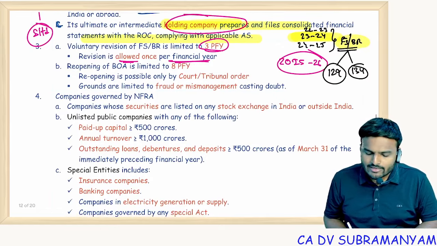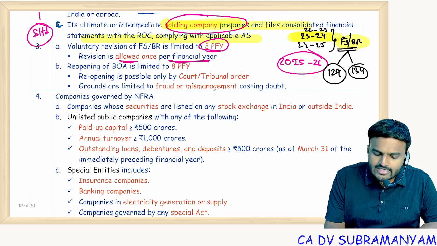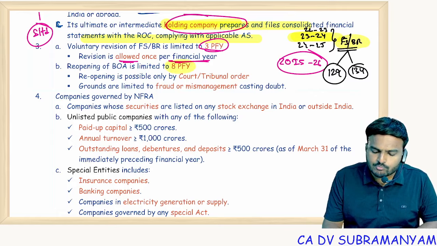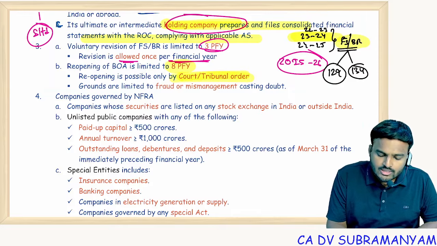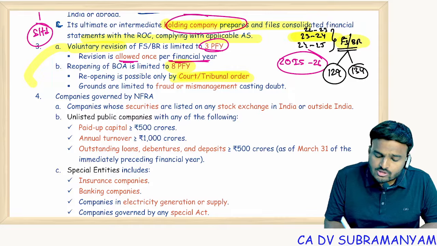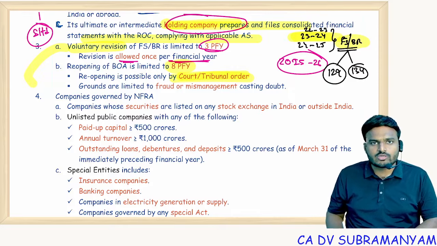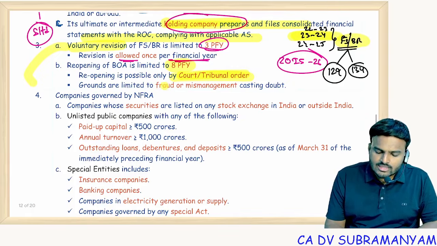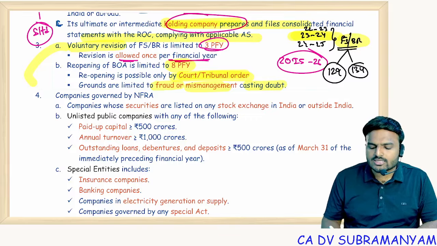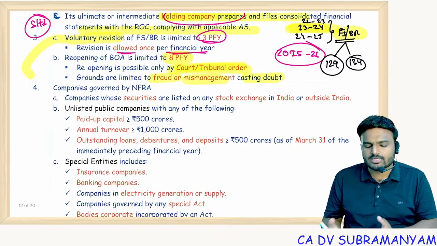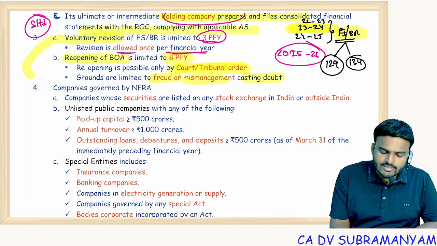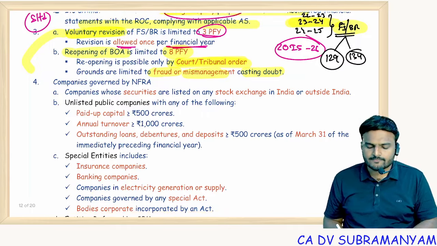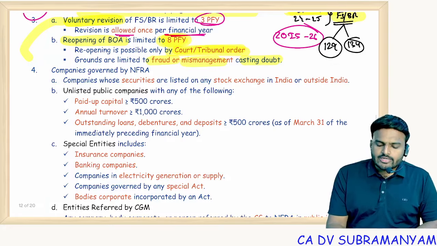Reopening of books of accounts is allowed up to 8 preceding financial years. Of course, reopening is possible only by court or tribunal order. Voluntary revision is also possible with the authority's approval only. Without the authority's approval, voluntary revision is not allowed. Next one, grounds are limited to fraud or mismanagement casting a doubt on the financial information presented by the company. So this is mandatory reopening, that is a voluntary revision. So limited to 8 financial years.